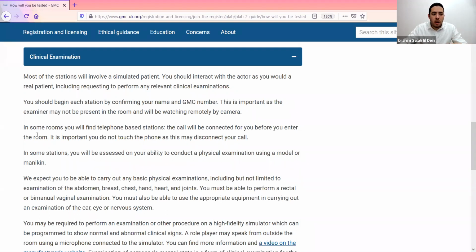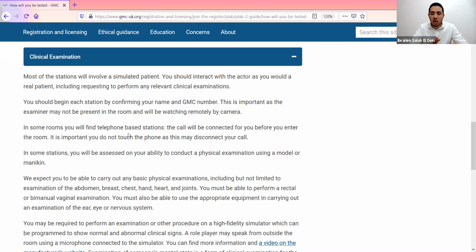Okay. In some rooms, you will find a telephone-based station. And also nowadays, they have increased the number of telephone stations because of COVID. So you may see like 5 or 6 stations that will be telephone calls. It could be any station. It could even be a medicine station. Okay, could be a breaking bad news station, a counseling station, just telling the patient about the test result.